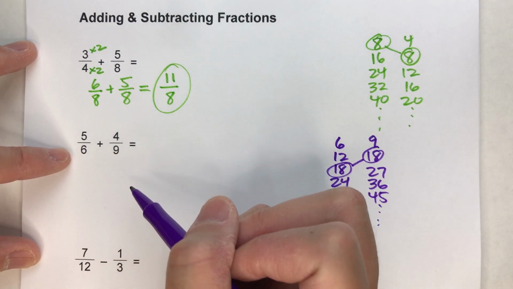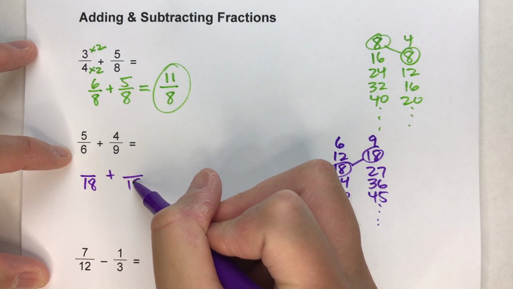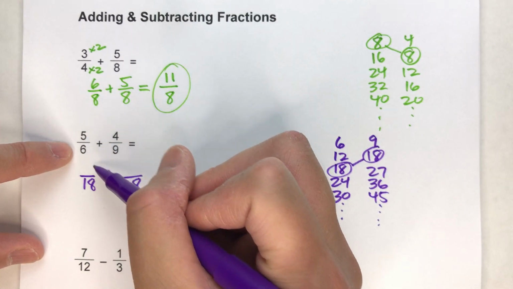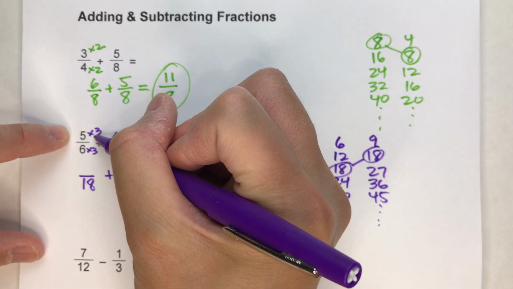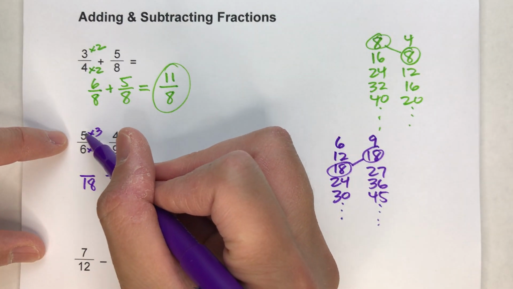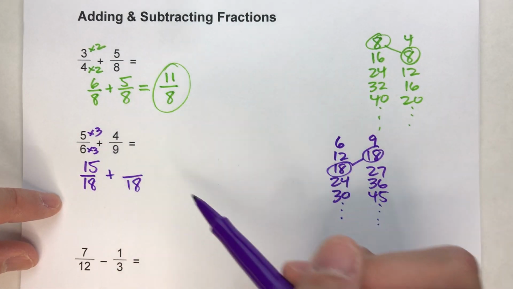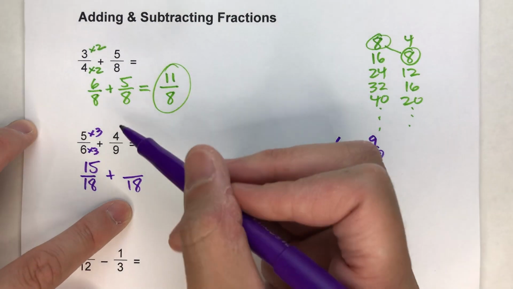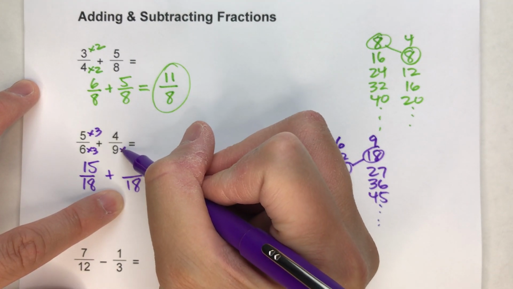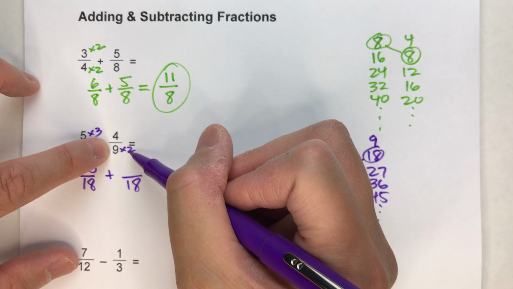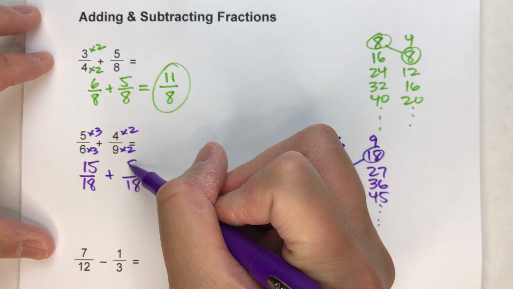So we're going to have to change both of these fractions into 18ths. And notice, neither of them are 18ths now. So I'm going to have to change both of them. Okay? So, 6 times what gets me 18? 6 times 3. So I also need to multiply the top of this fraction by 3. So 5 times 3 is 15. So I've just changed 5 sixths into 15 eighteenths. Similarly, for 4 ninths, I need an eighteenth. 9 times what gets me 18? 9 times 2. So if I multiply the bottom by 2, I also have to multiply the top of the fraction by 2. 4 times 2 is 8.